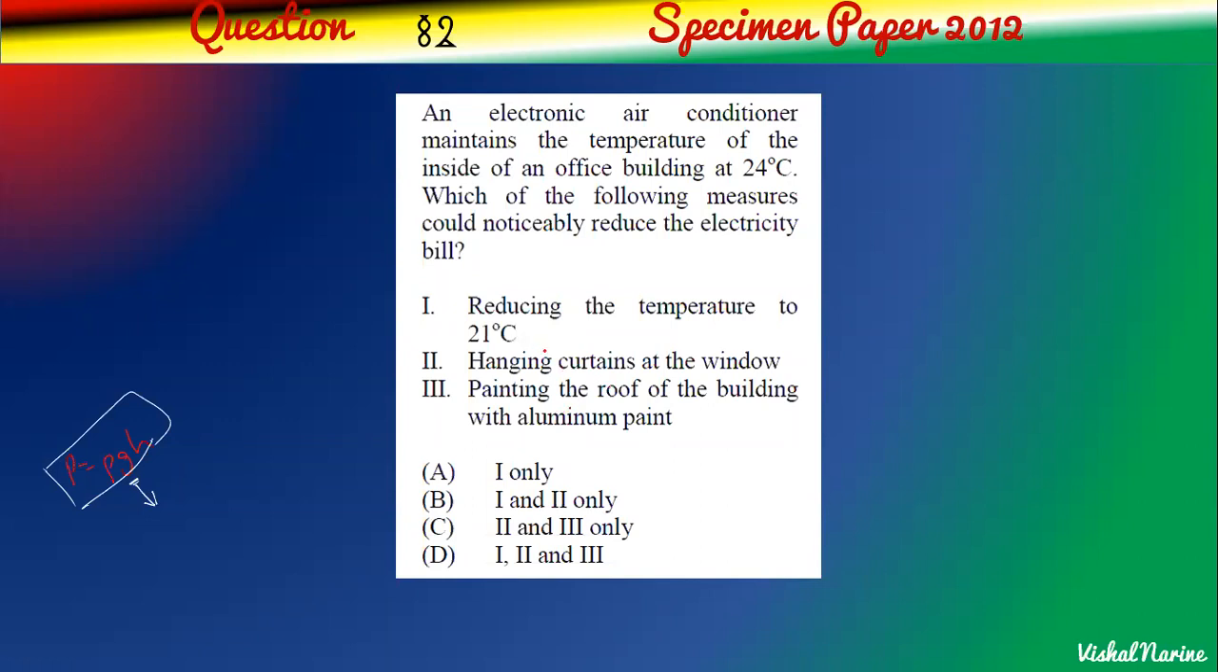Reducing the temperature to 1 degree Celsius is not going to help, actually. It will be more expensive, because as you decrease the temperature, meaning making it cooler, you're using up that AC unit more. So that one is going to be incorrect. If you examine the options, you say this is incorrect, this is incorrect, and you leave C only. Hanging curtains at the window, yes, you don't want the room to warm up. And painting the roof of the building with aluminum paint is just to help with the reflection.